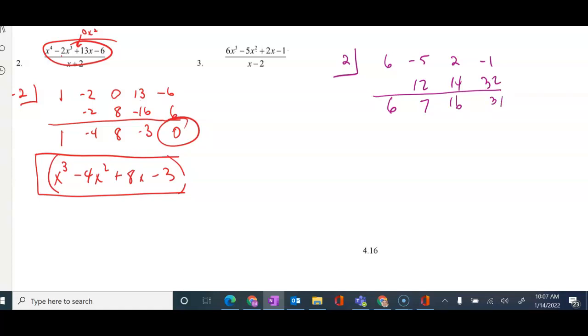So this time the quotient is, well, it's a second degree, because I started with a third degree and reduced it by 1. This would be 6x squared plus 7x to the first plus 16. And that 31 is the remainder. So that's 31 over x minus 2. Just like we did with the long division, we put the remainder over the divisor.